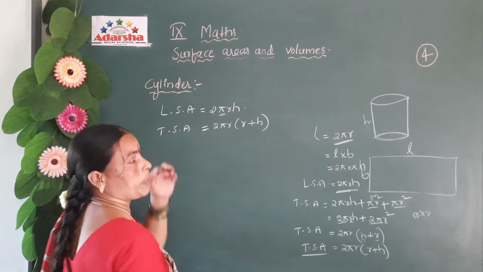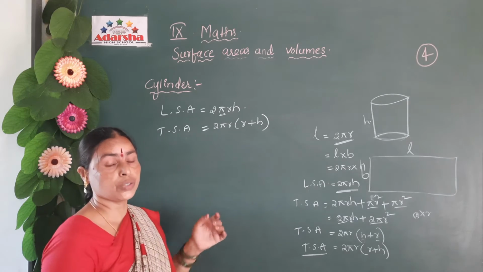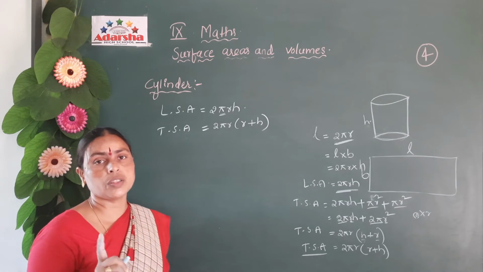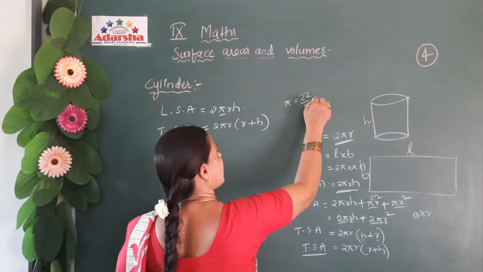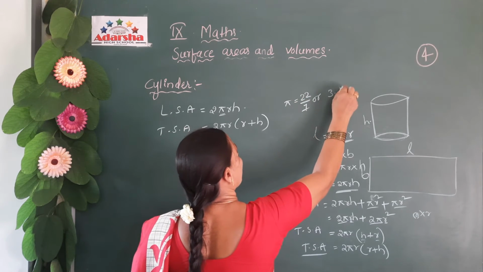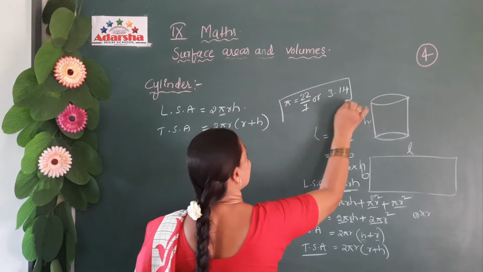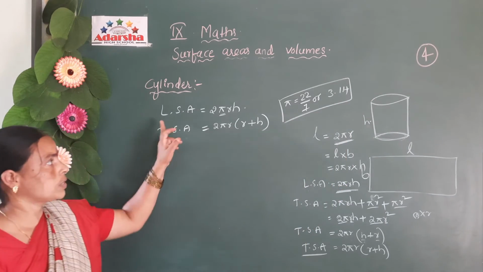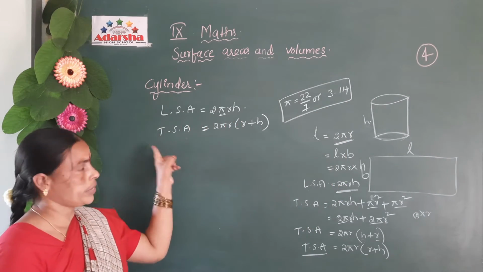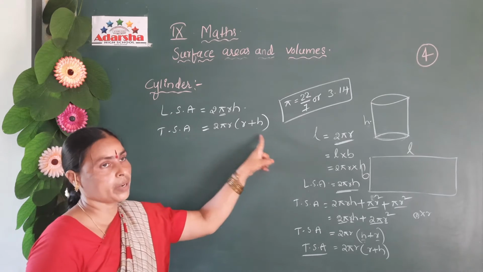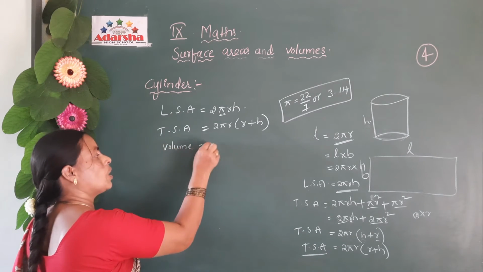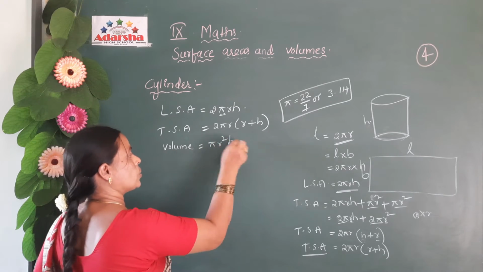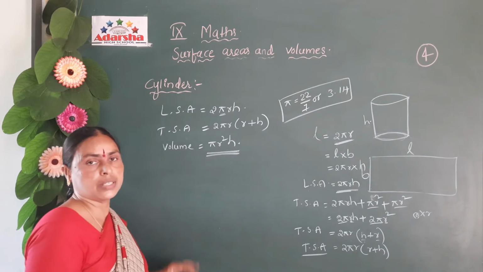What is the value of pi? Pi is equal to 22 by 7 or 3.14. LSA is 2 pi r h, TSA is 2 pi r into r plus h, and the volume of a cylinder is pi r square h.